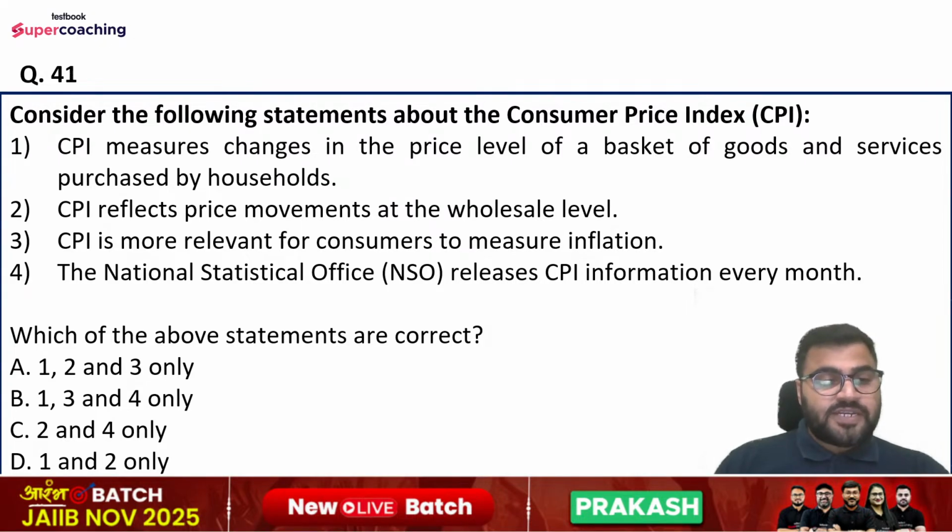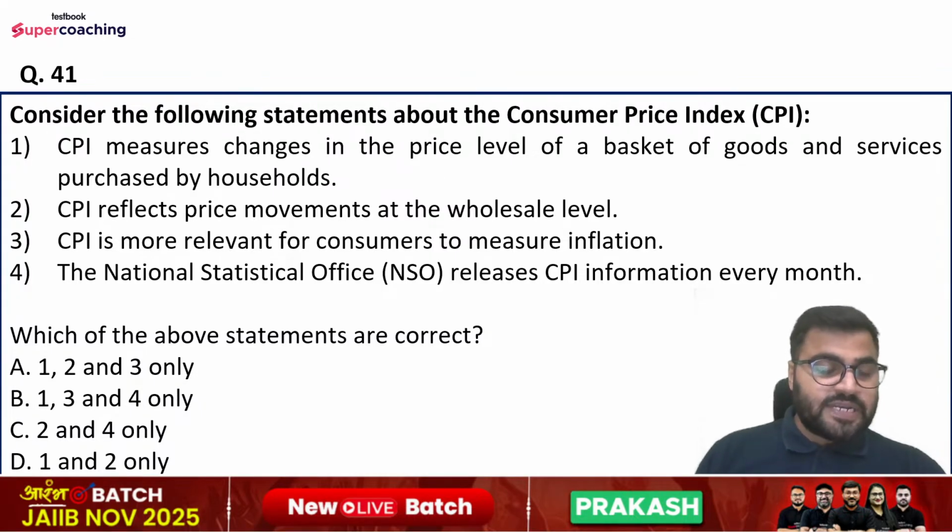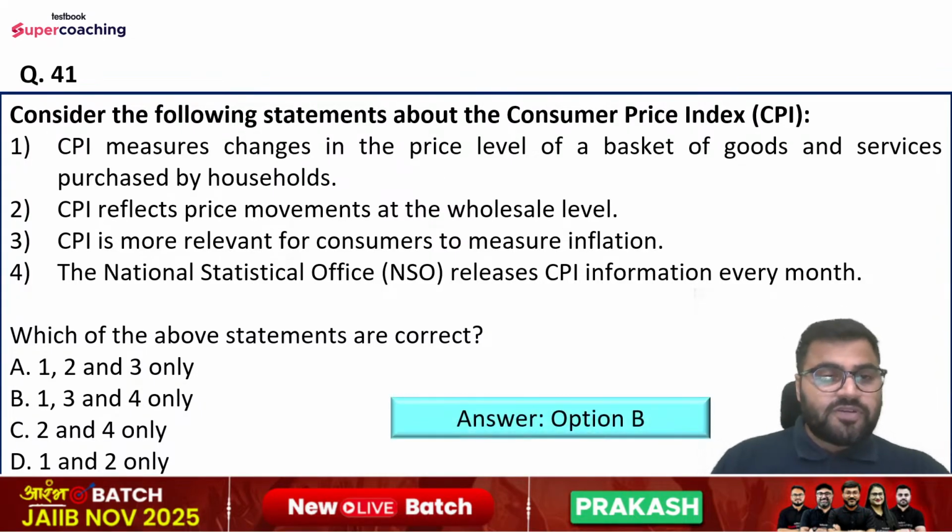Options are first, second, and third only; first, third, and fourth only; second and fourth only; or first and second only. So right answer is option number B, first, third, and fourth only.